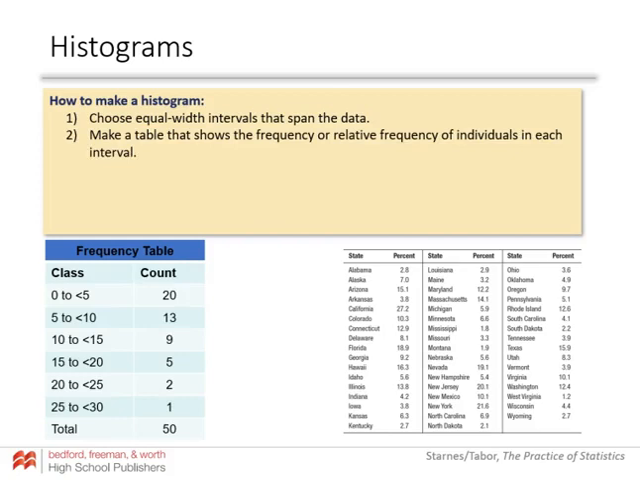All right, and so then in our table, we're going to count. So what they did was, from 0 to 5, they went through and counted the number of states where the percent was anywhere from 0 to 4.9. Okay, and there were 20 states in that range. Then they counted how many states were between 5 and 10. There were 13 states in that range. And this "less than" is important, so it means that the number 5 would be included in this second group and not up in this first group.